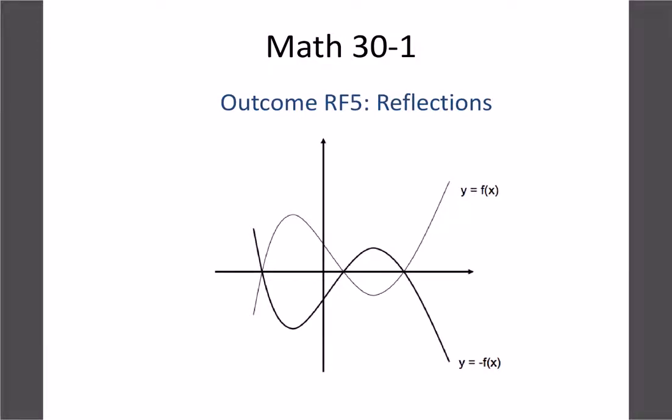Alright, in our previous lessons on transformations, we dealt with translations and stretches. Today we're going to do our final type of transformation, and that's a reflection. When you look at this graph, the bottom graph looks like it's been reflected up and down compared to the original.